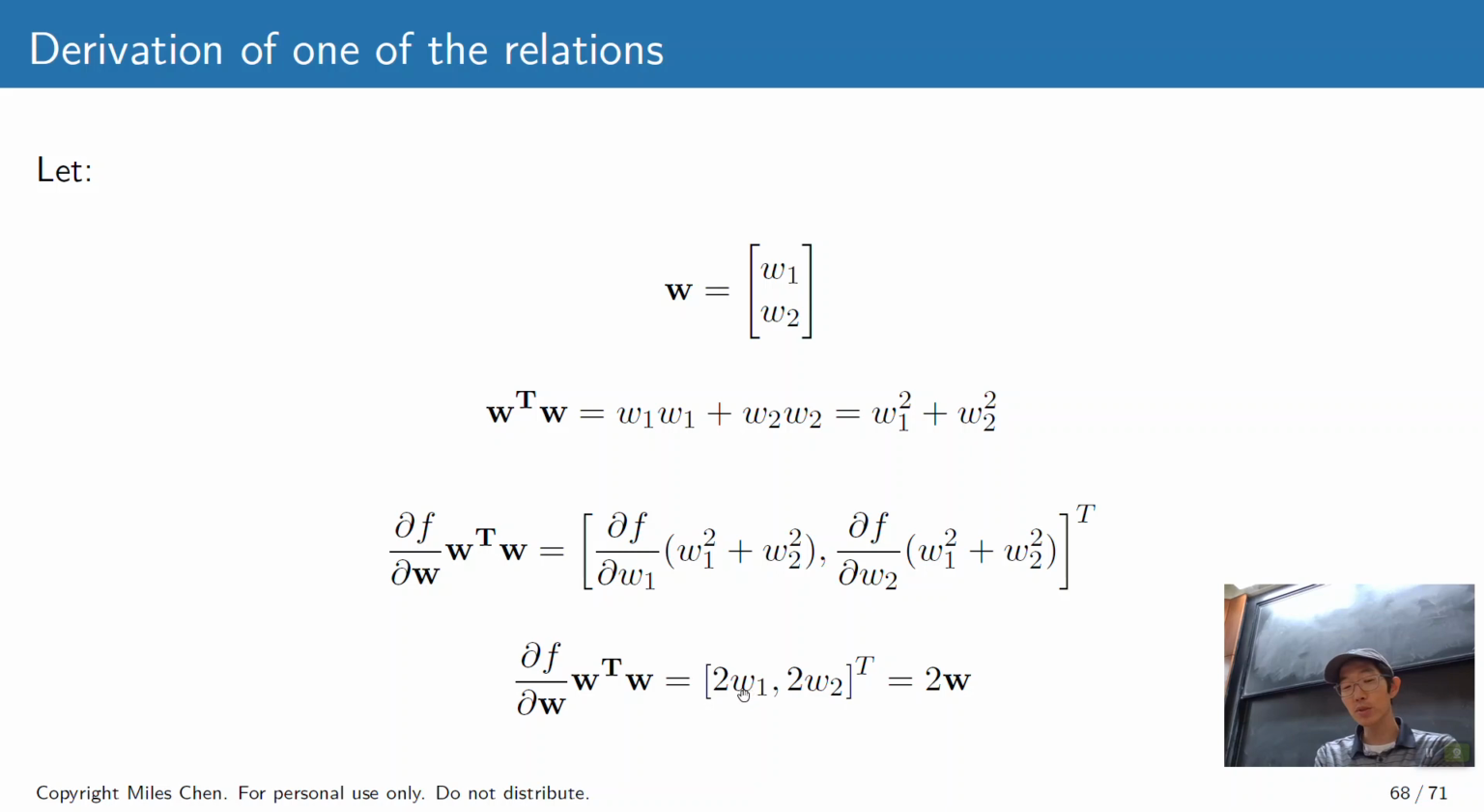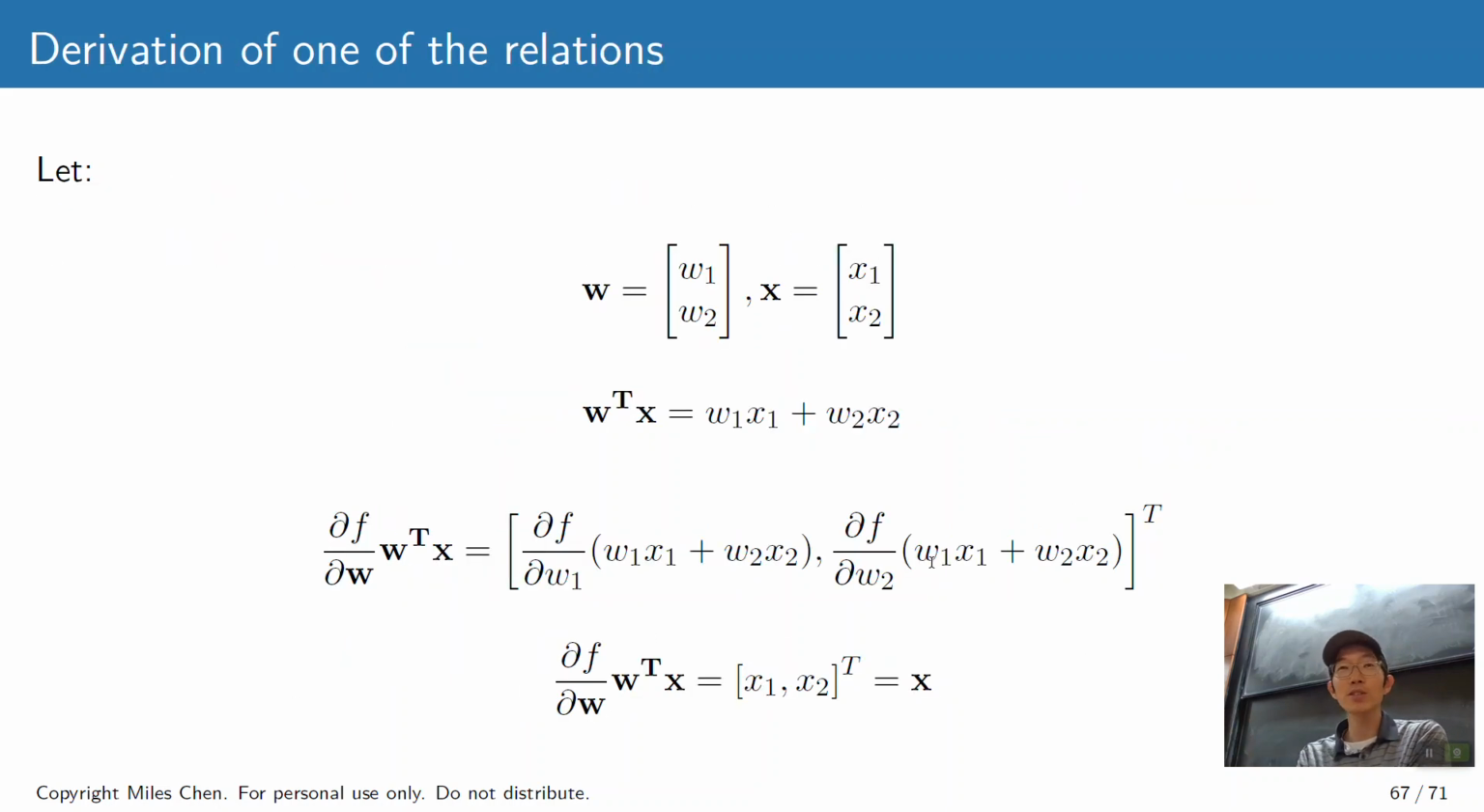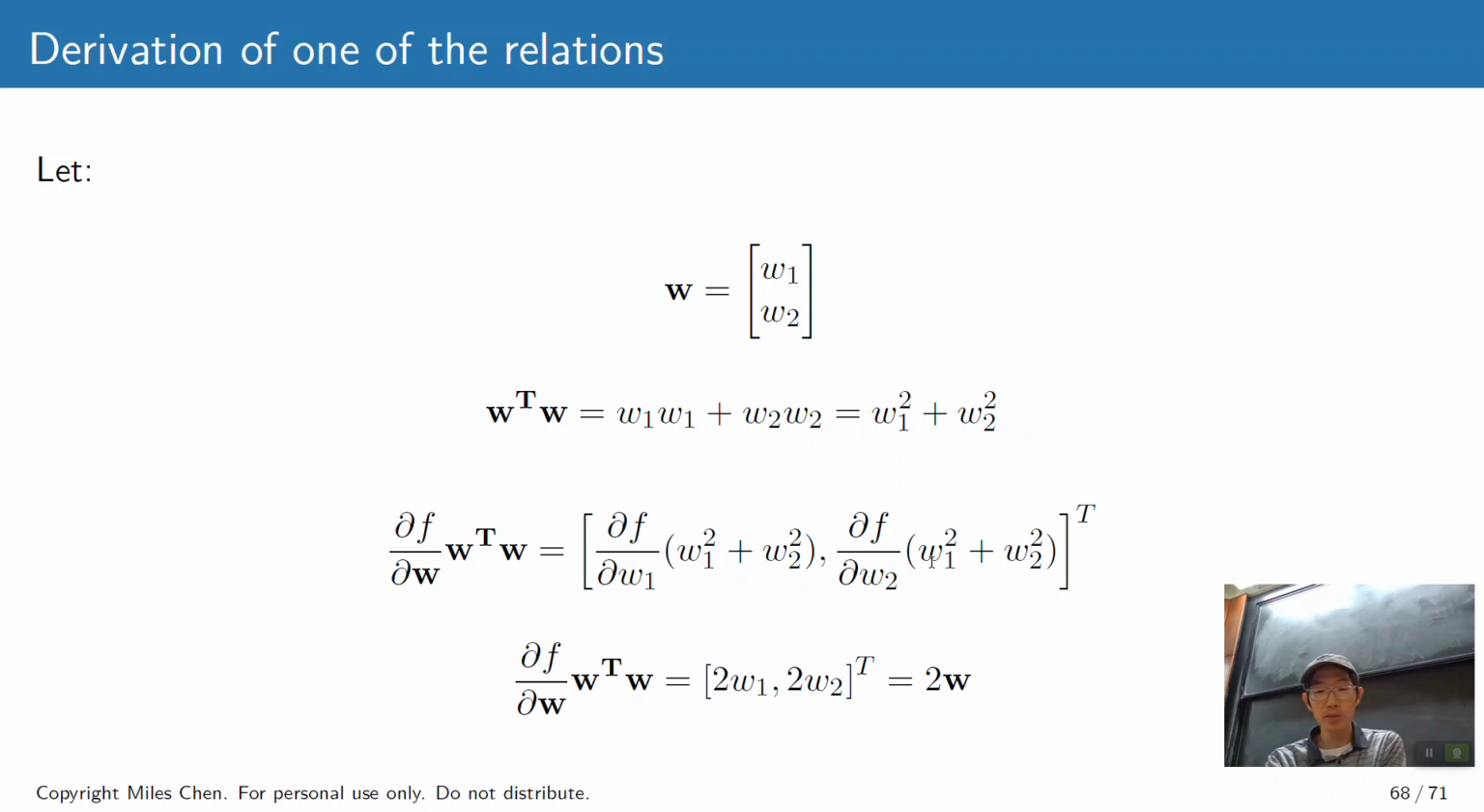And so what is that? 2W1 and 2W2 is equal to 2 times W, right? So these are just derivations of some of these things. If you wanted to try out any of the other ones, you'll find that they also work out, okay?